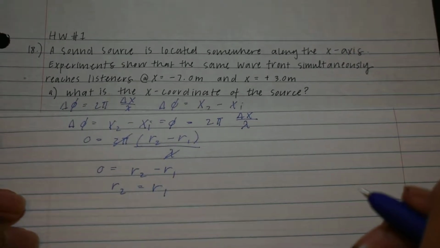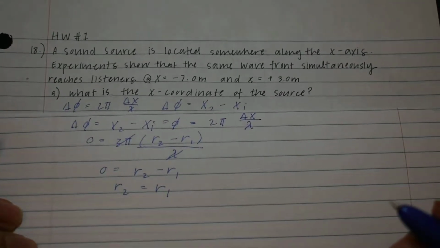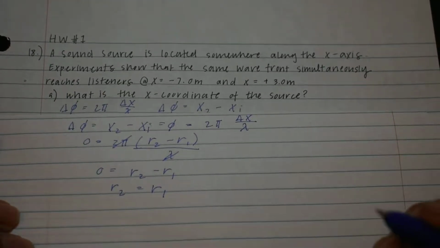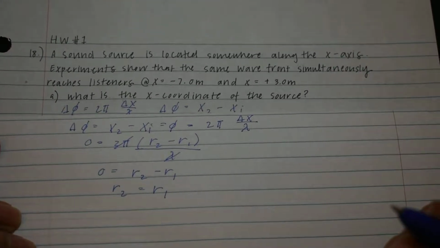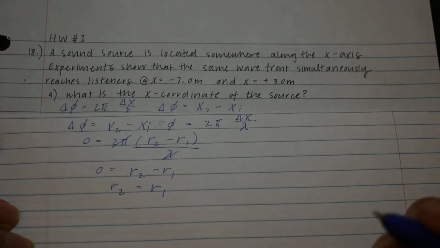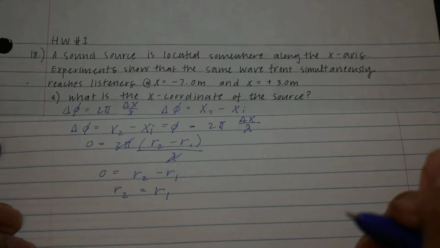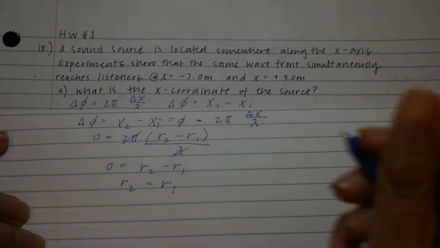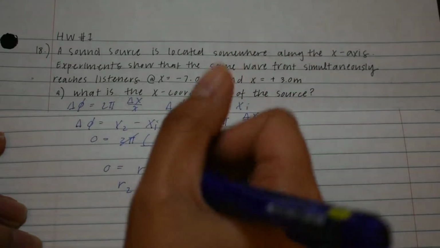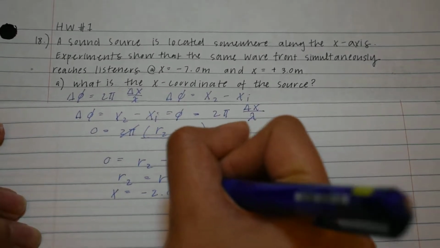Since we solve for R2 and R1, we find that the distance between the 2 points and the source has to be the same, which makes sense because they hear the same wavefront at the same time. And so that means we have to find the midpoint between R2 and R1. The midpoint between -7 meters and 3 meters is -2, so that means the source is at x equal to -2 meters.